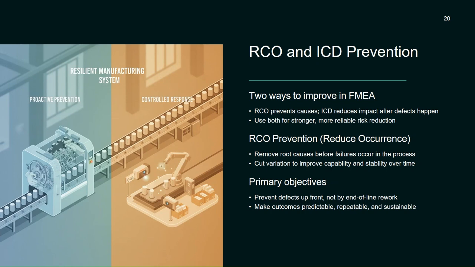Yeah. So now we are coming to a very important aspect, called the RCO and ICD. What is RCO? RCO is reduce occurrence. One more word everybody has to write down: it's called the FMEA. What is FMEA? It's called the failure mode effect analysis.